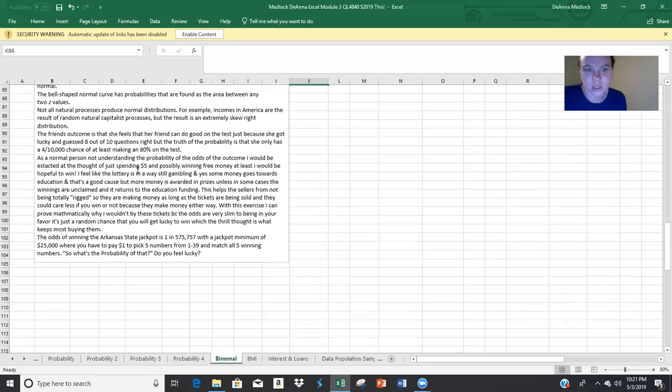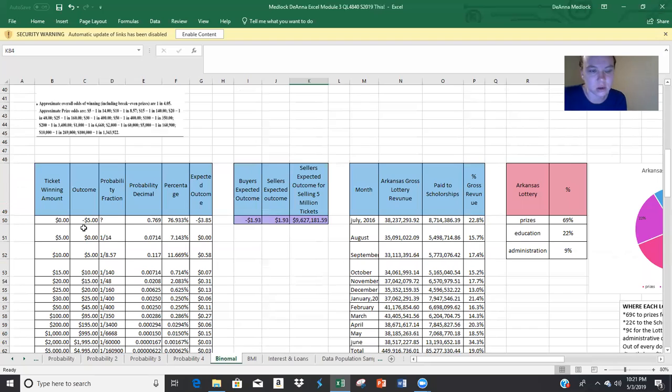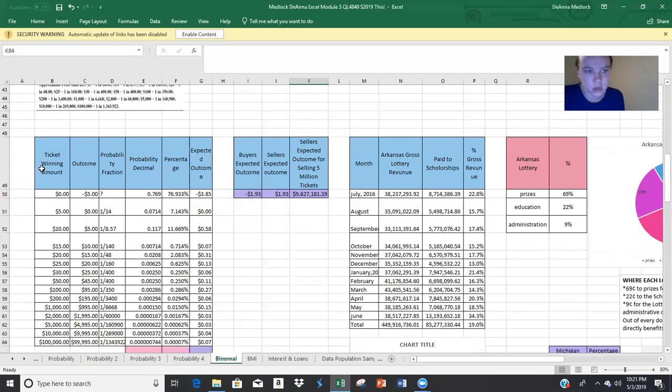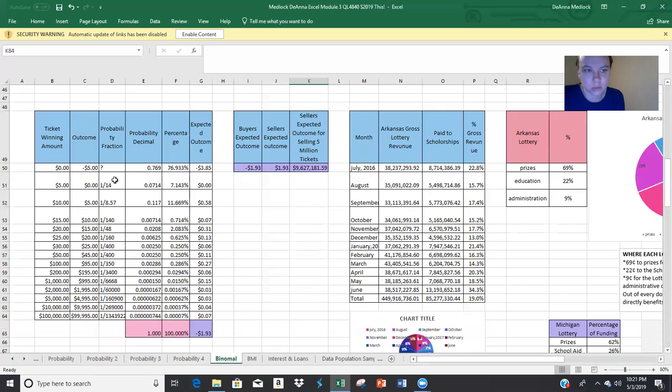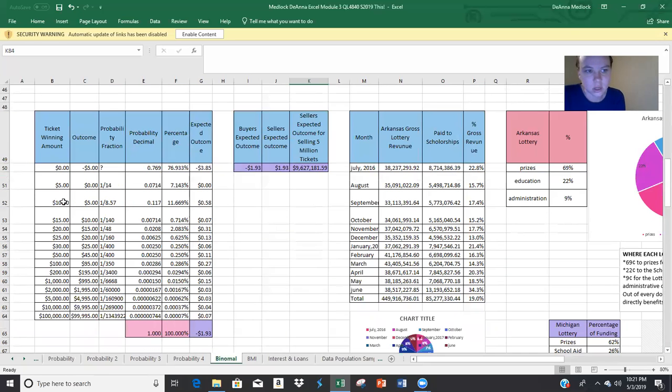As a normal person, not understanding the probability of the odds of the outcome, I would be ecstatic at the thought of just spending $5 and possibly winning free money at least. So we've seen here that you spend $5 on a scratch-off ticket and you win nothing, so you're negative $5. Let's say you bought a $5 ticket and you won $5. Well, you didn't lose or gain any money, you just made your money back. Then if you won a $10 scratch-off, you earned $5.